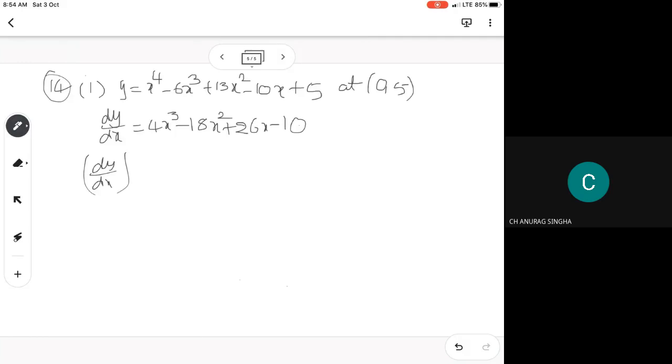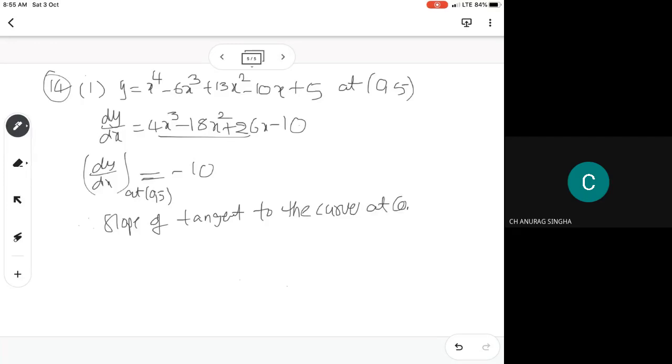(0, 5) means x is equal to 0. So as x is equal to 0, substitute in dy by dx at (0, 5). Substitute the x value 0, then everything becomes 0, and it is equal to minus 10. Therefore, the slope of the tangent to the curve at (0, 5) is minus 10.